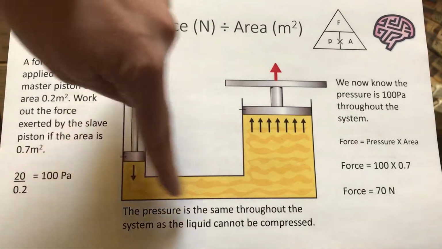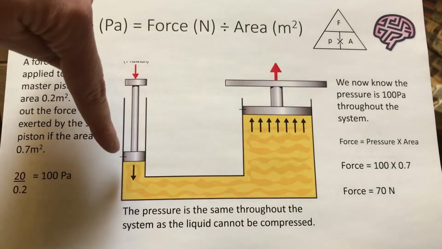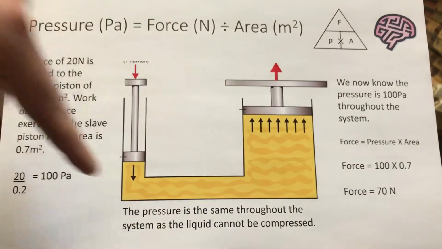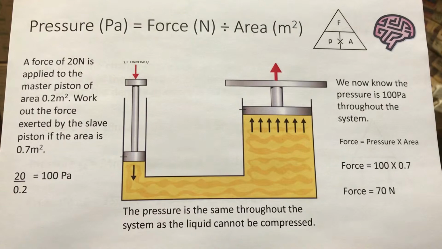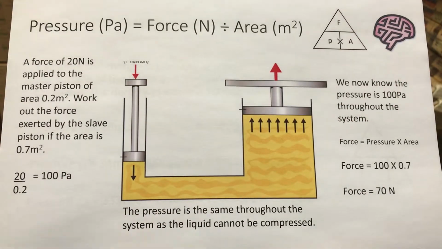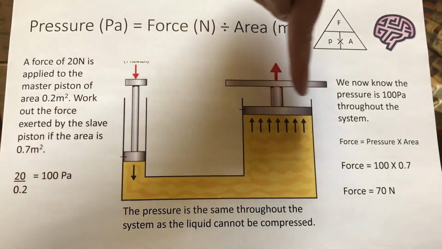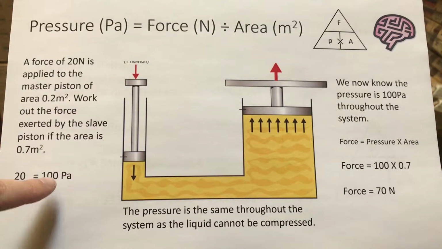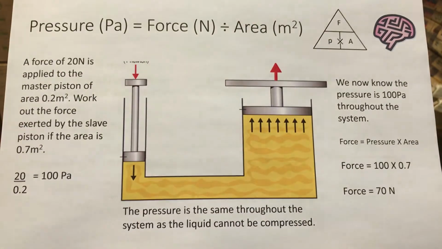Now, because this liquid in here is incompressible, it can't be compressed, it's probably an oil, there's no change in pressure through this system. So we can use our answer for pressure here, and we can use it in our second calculation over here to work out this force. So we know that the area on this piston here is 0.7 meters squared. They told us that. Using that and the pressure that we found, we can work out the force.